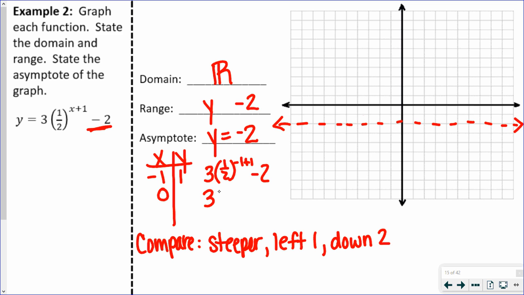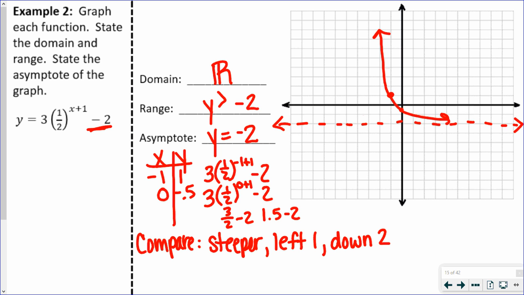Then plug in 0, 0 plus 1, so that'll be 1/2. Then 3 times 1/2 will be 3/2 minus 2, and 3/2 is 1.5 minus 2 takes you to -1/2. Okay, so -1, 1, 0, -1/2. And then the shape is falling, so it's decreasing because it's decay. So there you go, and where y is greater than -2 because we're using all the y values above the asymptote. Okay, and that's it.